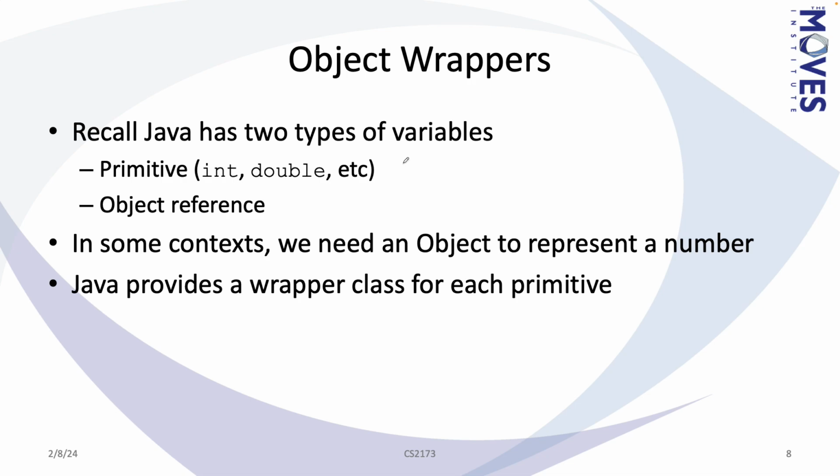All right. Java has two types of variables, so it's not a pure object-oriented language. It has primitives and it has objects. If it were pure, it would only have objects. But it has these ints and doubles.